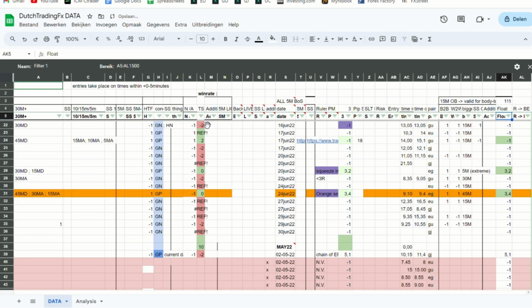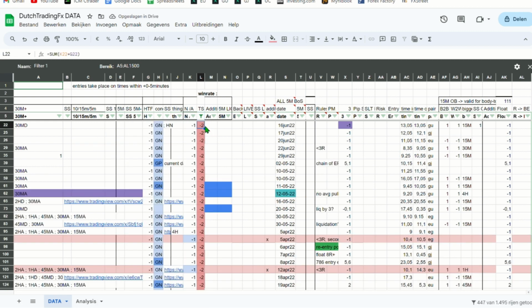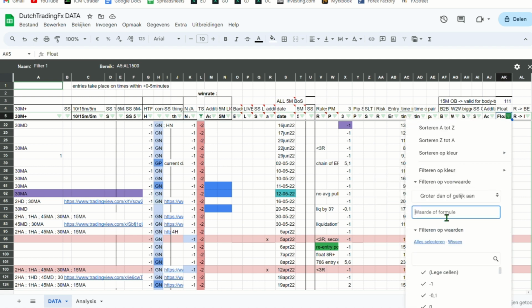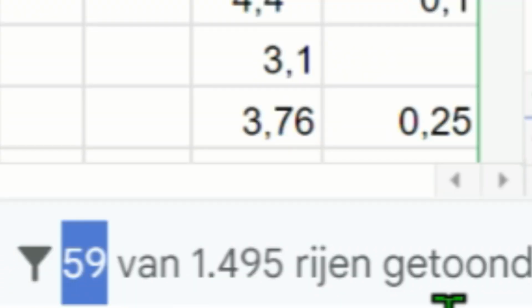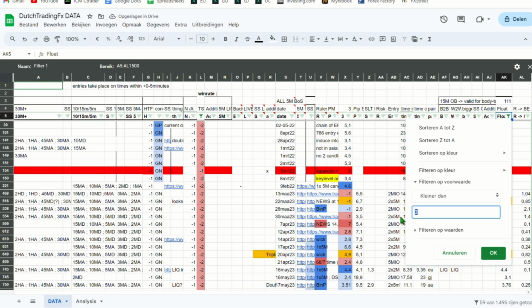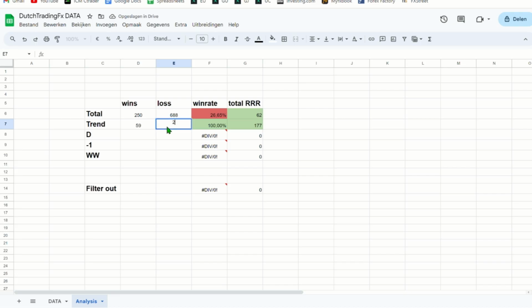So the first rule is a simple trend following rule. I will filter what happens if I do not follow the trend. Everything below a 0 means that I am not following the trend. If we look for the wins above 3R, we can see that it generates 59 trades if I do not follow the trend. Let's keep track of that. 59 wins, and below 1.6R is a loss. That's 270. As you can see, only an 18% win rate, so that means I should actually follow the trend.